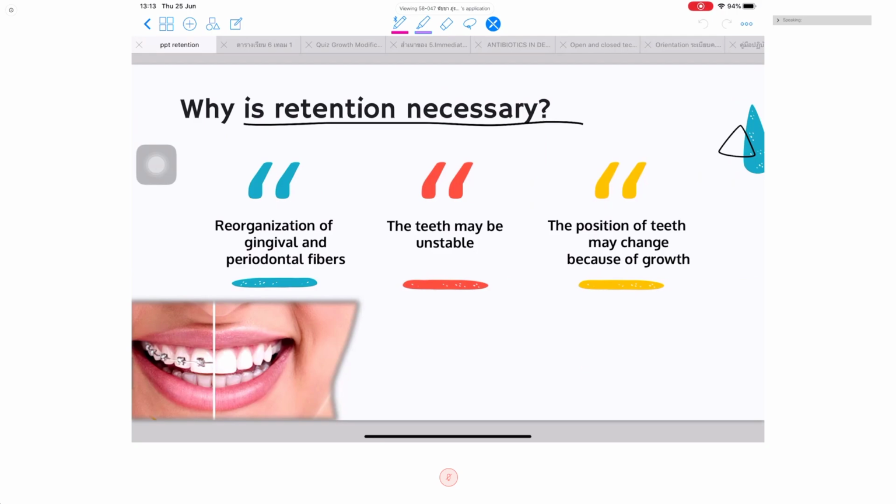Why is retention necessary? First one, to allow time for reorganization of gingival and periodontal fibers that are affected by orthodontic treatment. Second one, the teeth may be unstable because they may not be in a zone of balance between lips, cheek, and tongue. The third one, position of teeth may change because of growth.